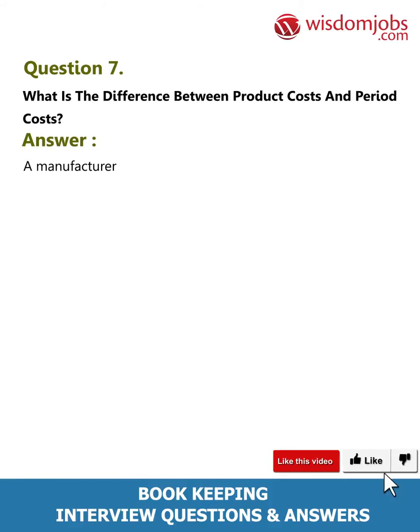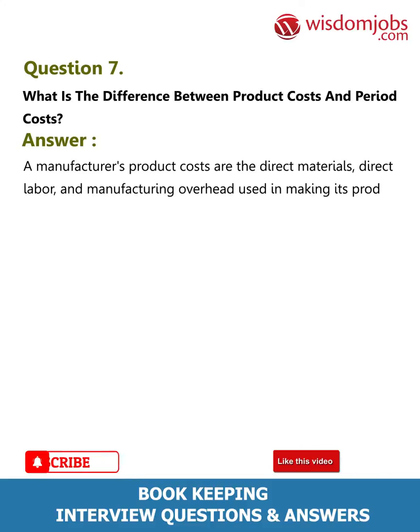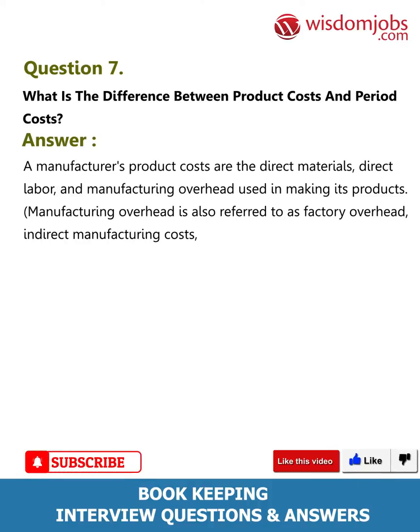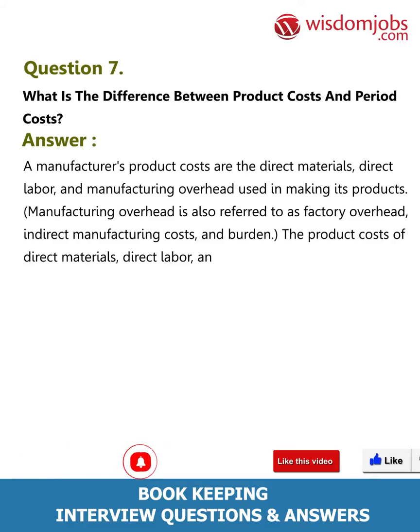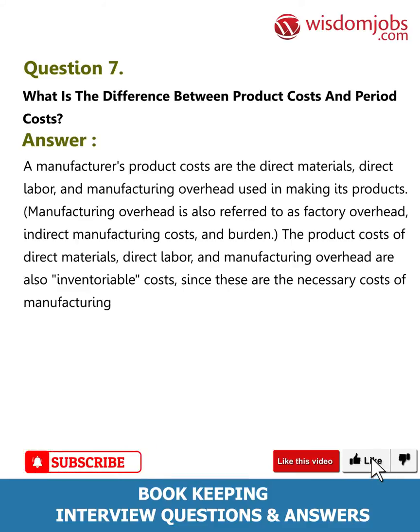Question 7. What is the difference between product costs and period costs? Answer. A manufacturer's product costs are the direct materials, direct labor, and manufacturing overhead used in making its products. Manufacturing overhead is also referred to as factory overhead, indirect manufacturing costs, and burden. The product costs of direct materials, direct labor, and manufacturing overhead are also inventoriable costs since these are the necessary costs of manufacturing the products.